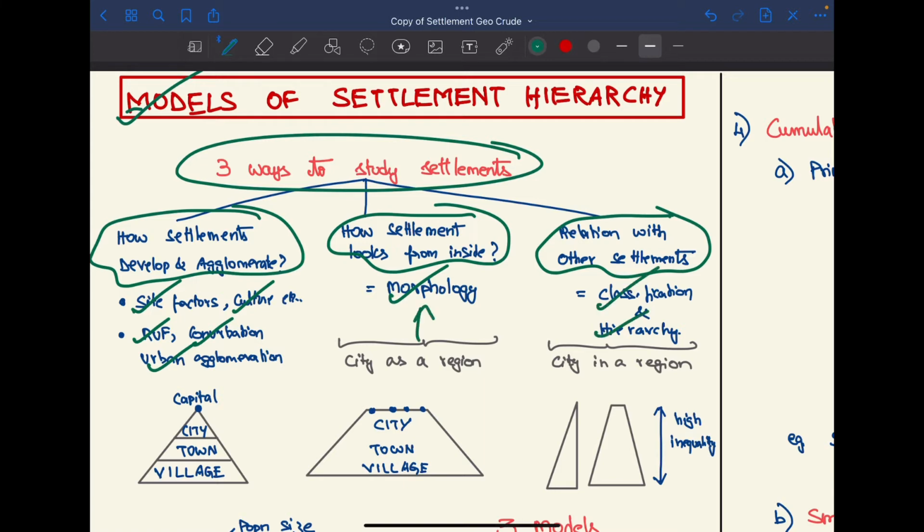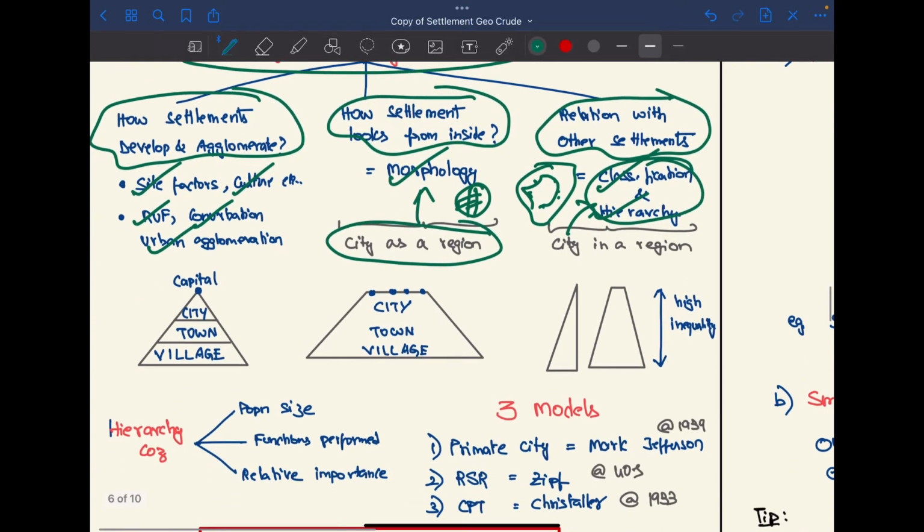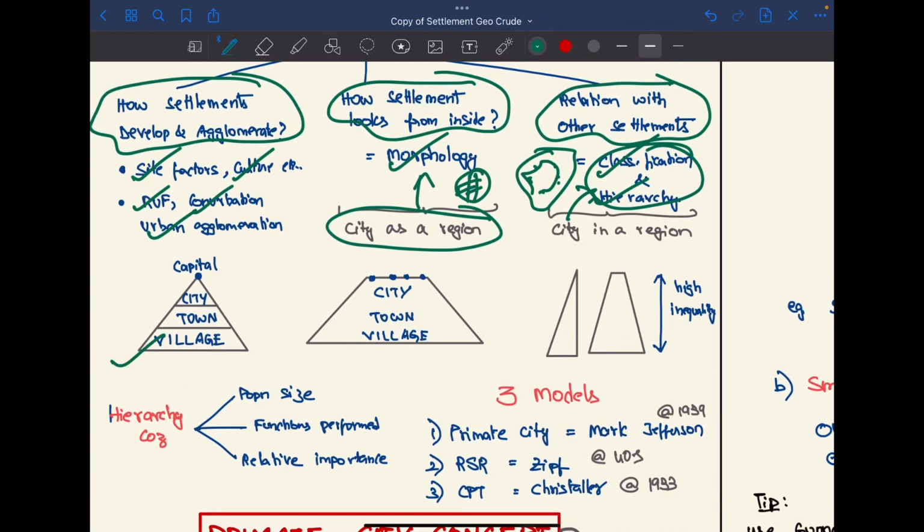So morphology is city as a region, and classification and hierarchy is city in a region. City as a region is how the city is inside, and city in a region is how many cities there are in India and how they relate with each other. So in hierarchy, we have a village at the lowest level, town, city, and the capital at the top level. But in reality, it will be like this: village, town, city, and there will be many top cities here. If there is high inequality, the height will increase.